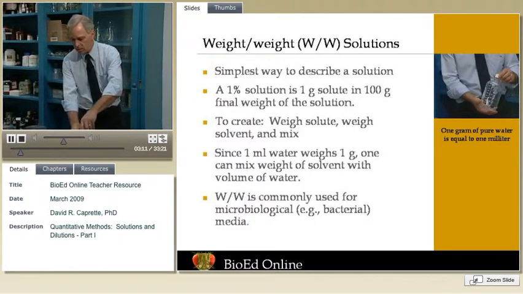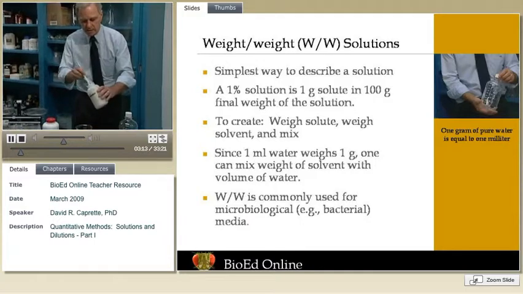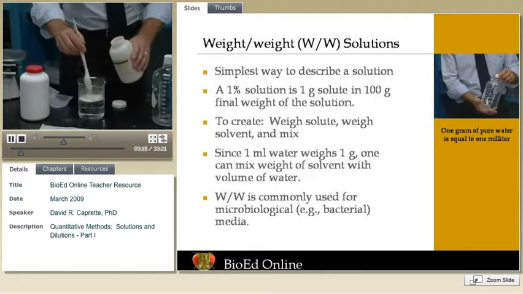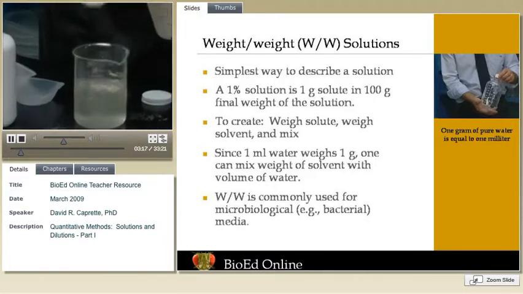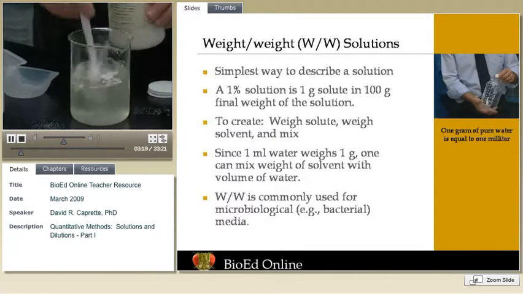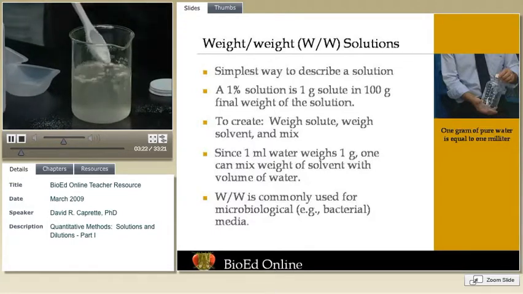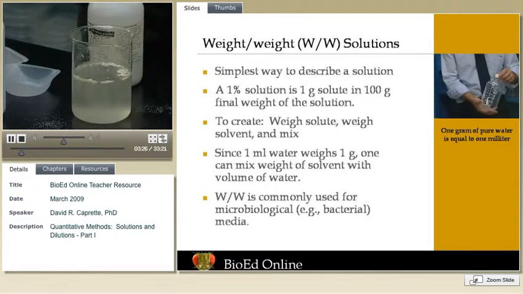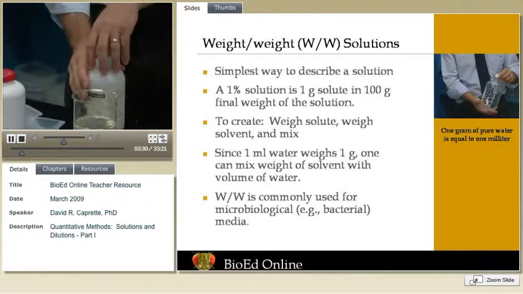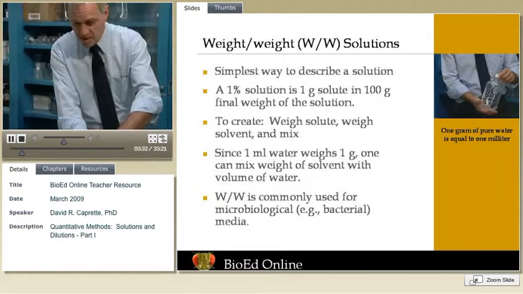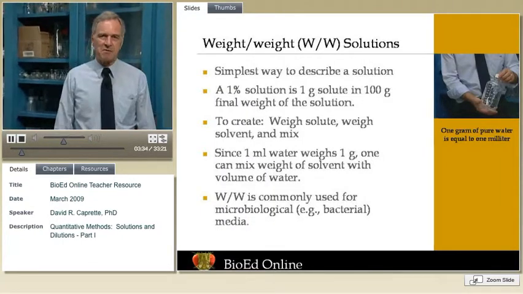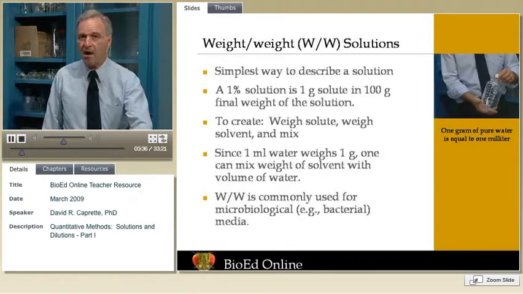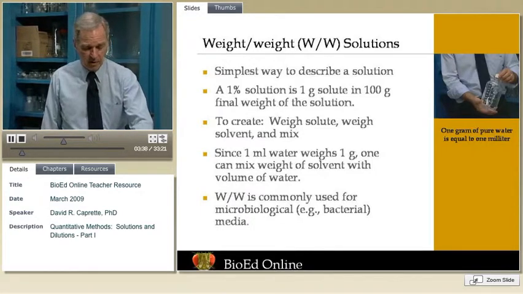This is what it would look like, by the way, if I take tryptic soy agar and I mix it with water. It is a goo. It sticks there. It sticks to everything. It sticks to the side of the vessel. We just don't want to mess with that. We want to mix it in one container and be done. So weight in weight, in the case of microbiological medium, is a very convenient mechanism to use. And it beats the heck out of weight in volume, which is the next one I'm going to describe.